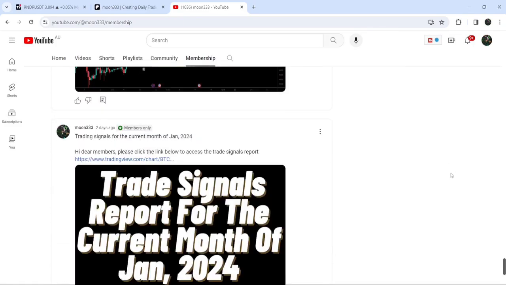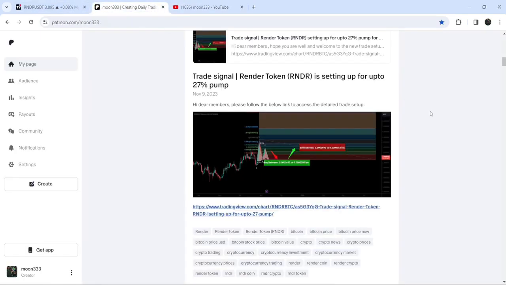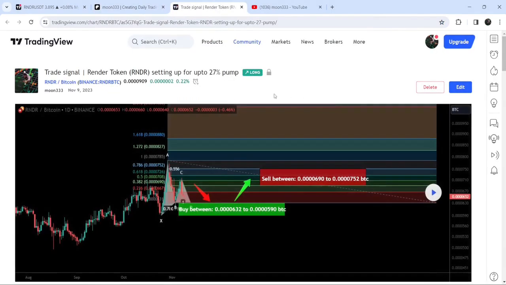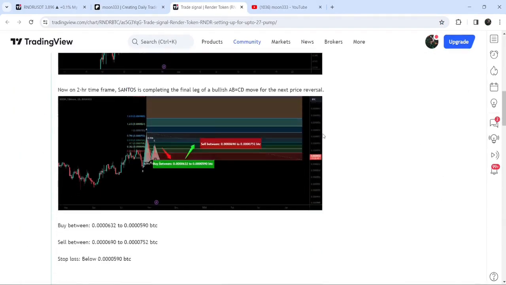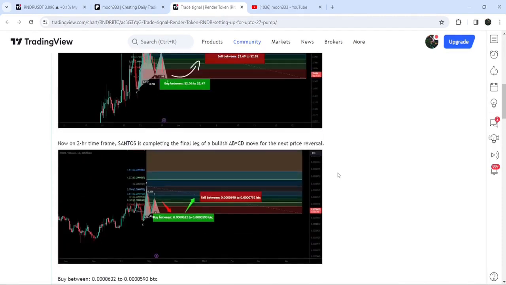Let's start the analysis, and first of all, let me begin with my most recent trade signal for Render that I shared, by the way, on 9th of November 2023 with my members, and that was a harmonic bullish reverse Gartley pattern that Render was completing on the daily time frame chart with Bitcoin pair, and this was the complete trade setup. This was the buying range and the sell target zone and the stop loss as well.